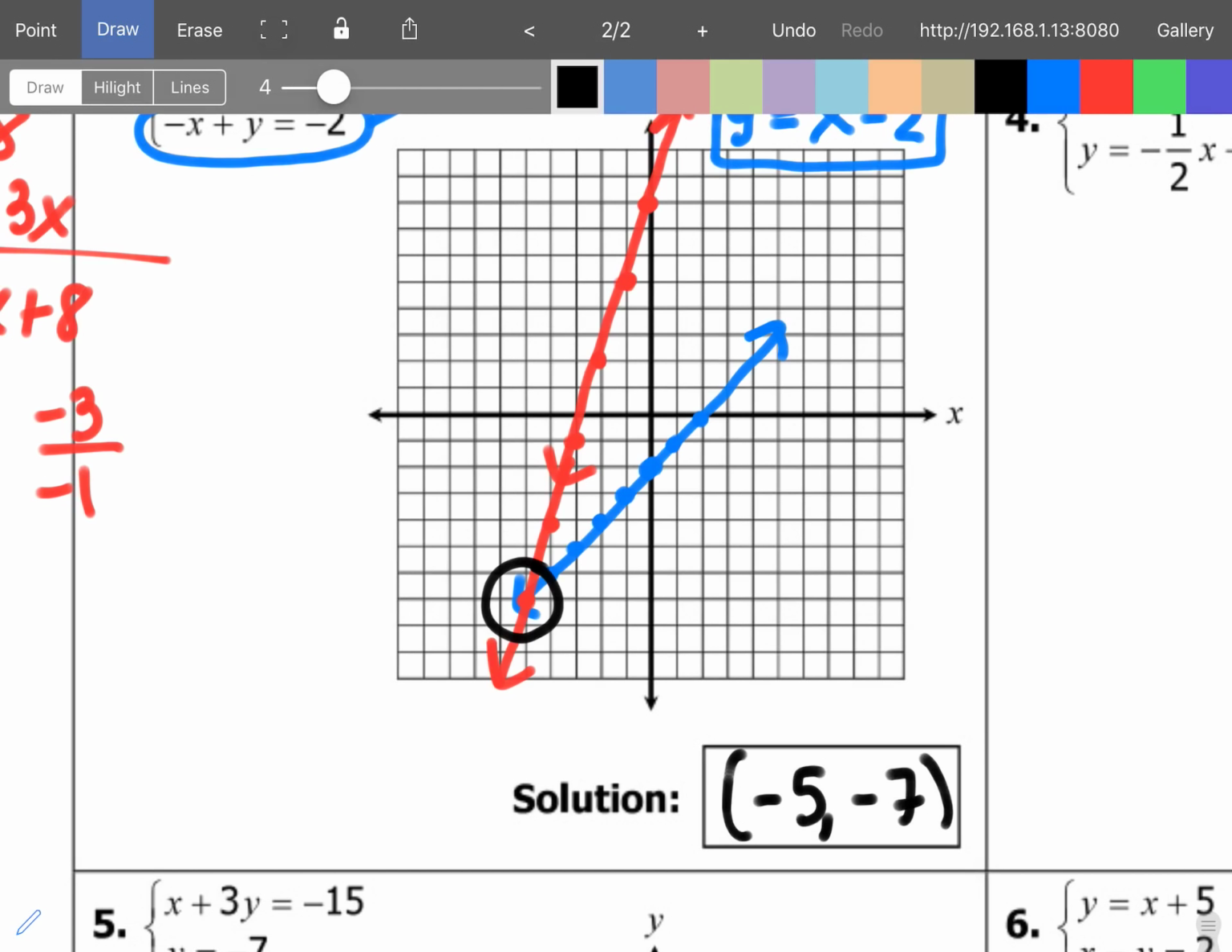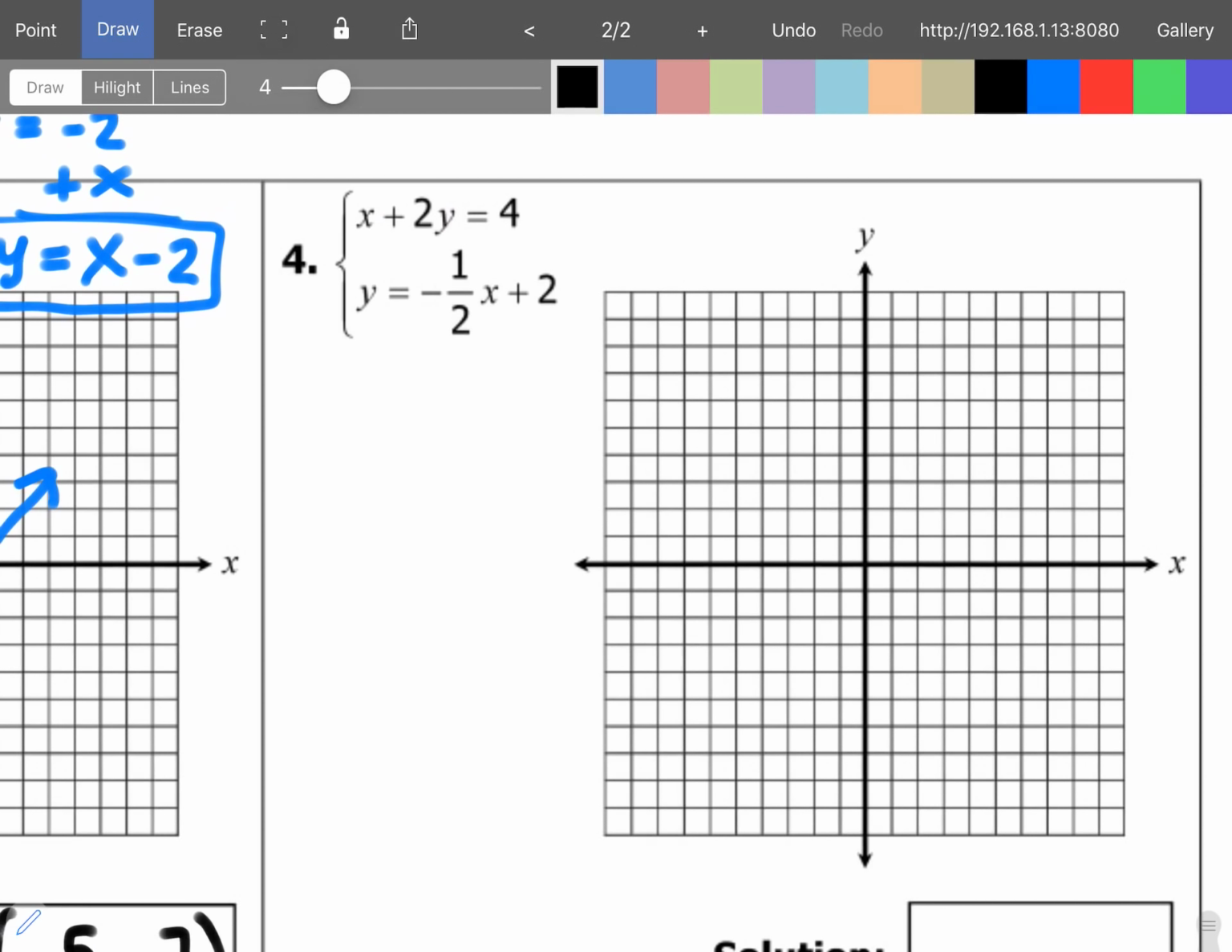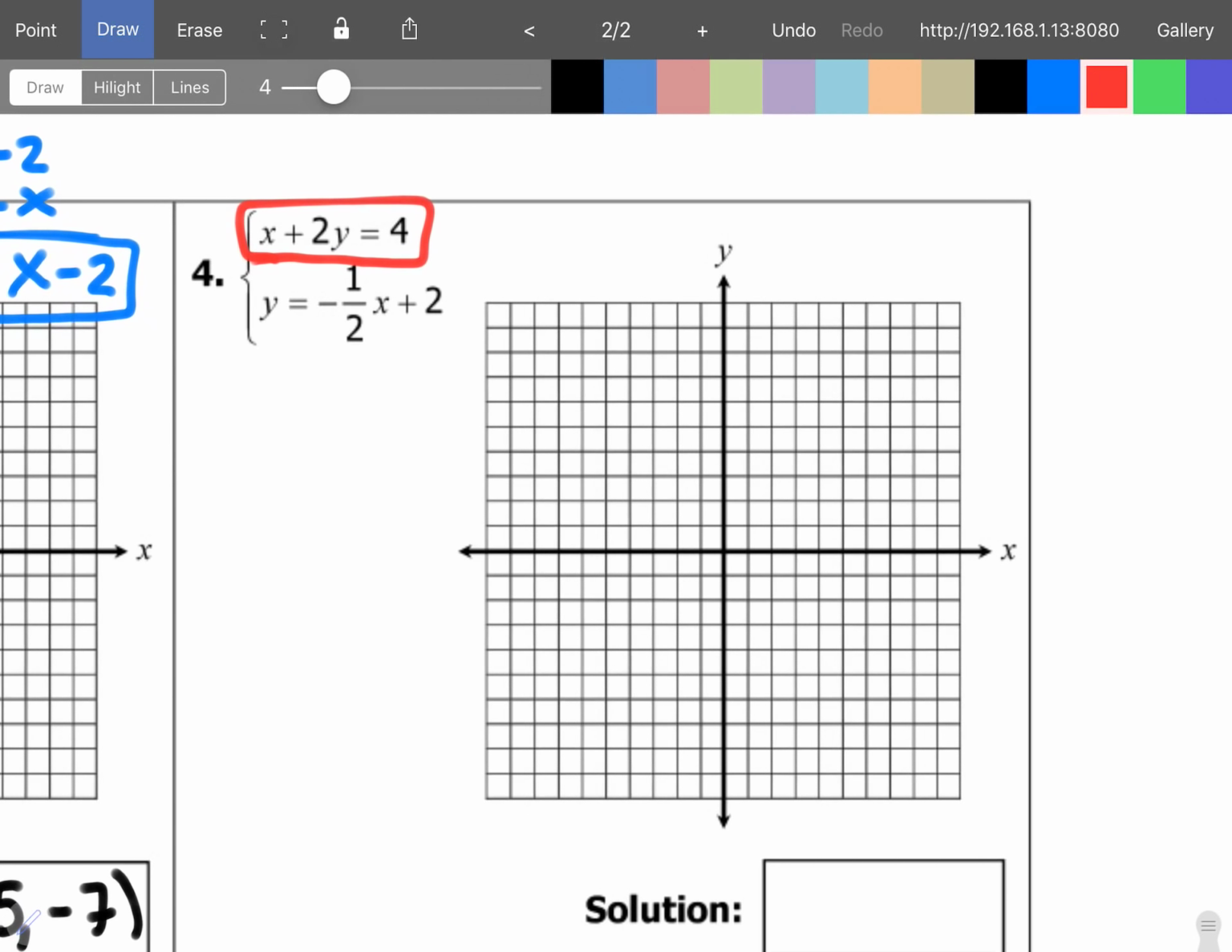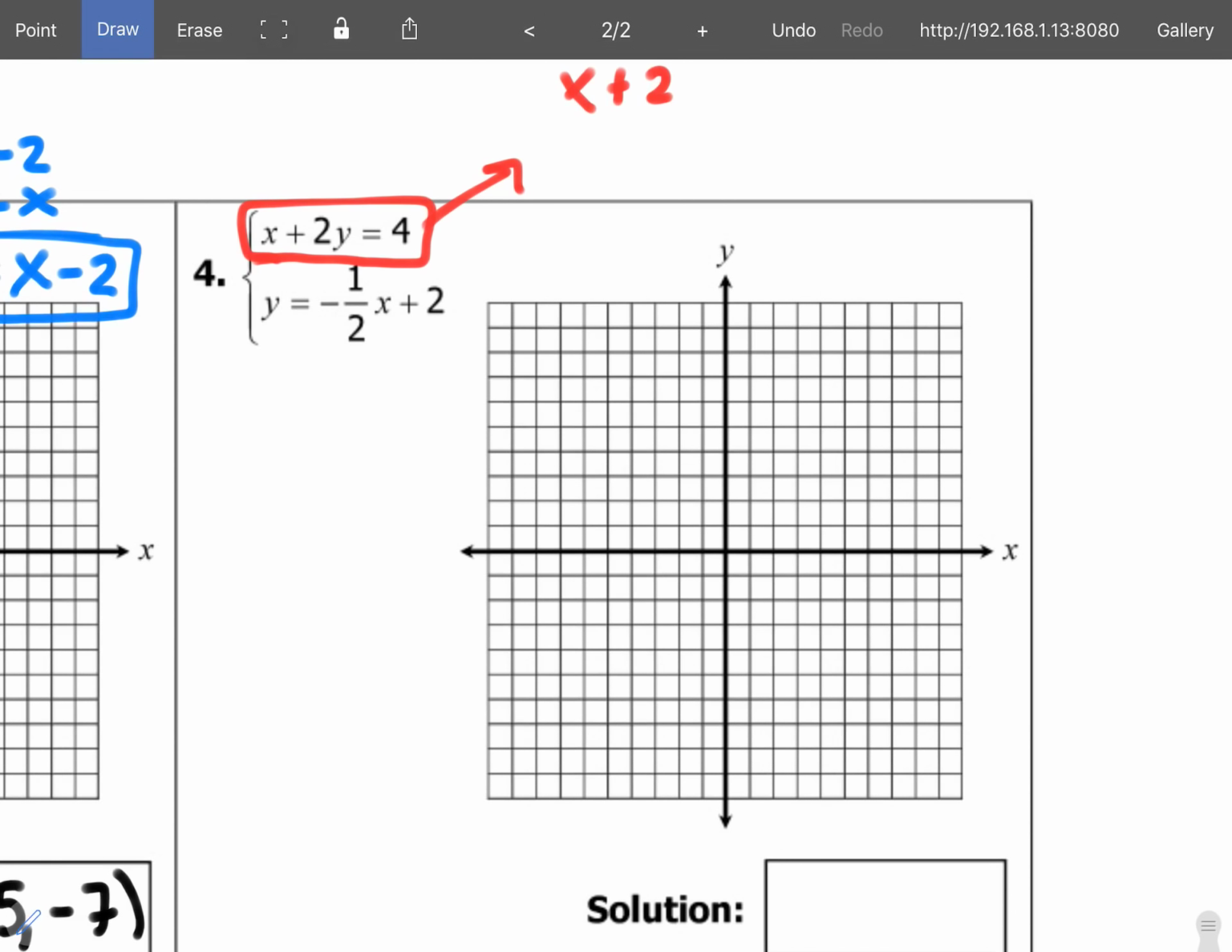Okay, number 4, and then I'll let you guys try the rest. So number 4 says, okay, the first step, again, get y alone. In the second equation, y is alone. Great. So we only have to worry about the first equation. So let me rewrite it up here. X plus 2y equals 4, and we want to get the y alone. So the first step is always get rid of the x from both sides. X minus x is 0, that cancels out. We have 2y equals. Now always put your x term first, so negative x plus 4.